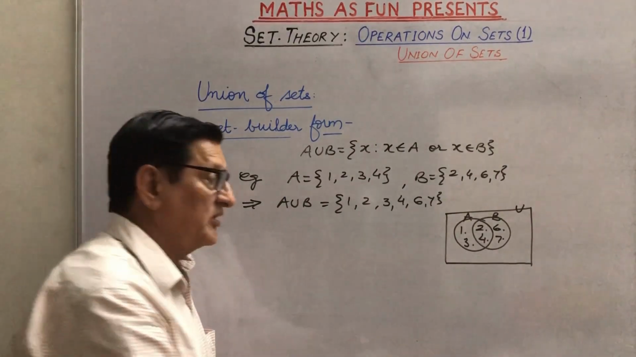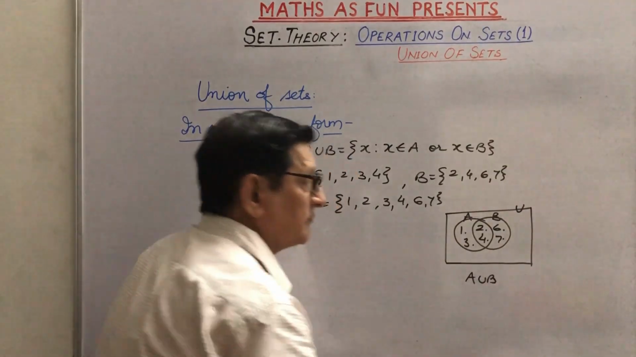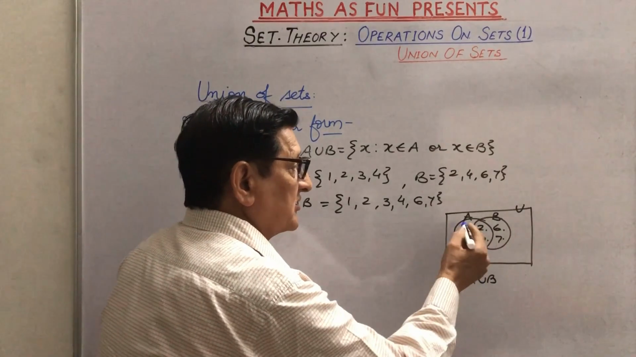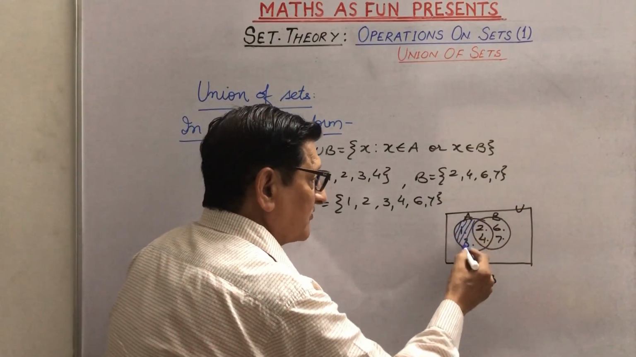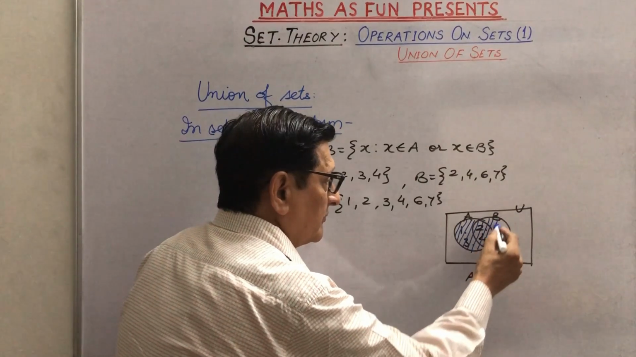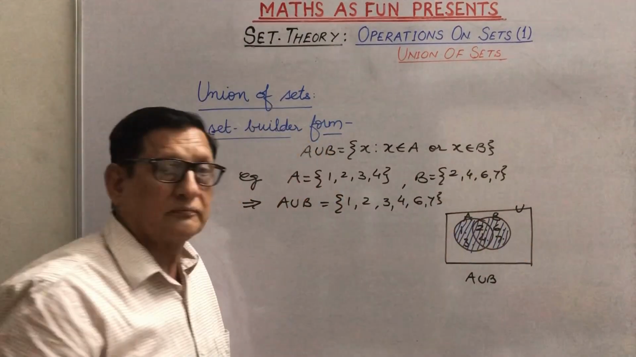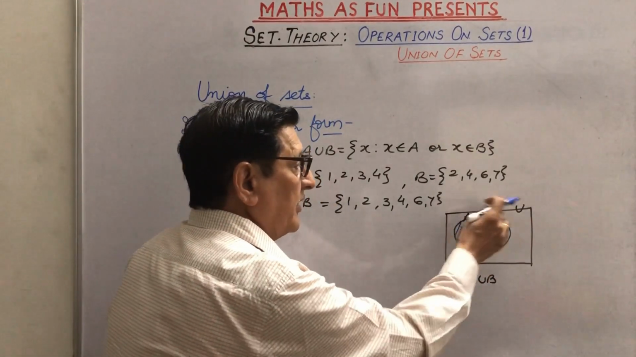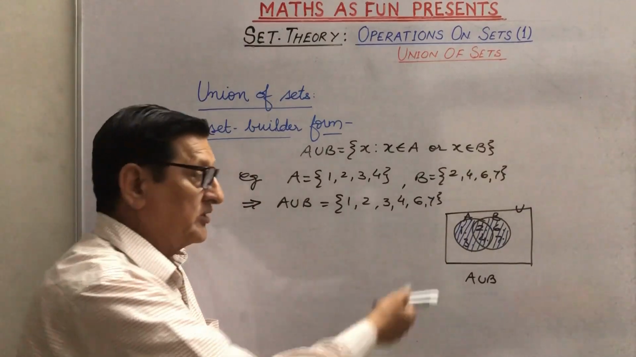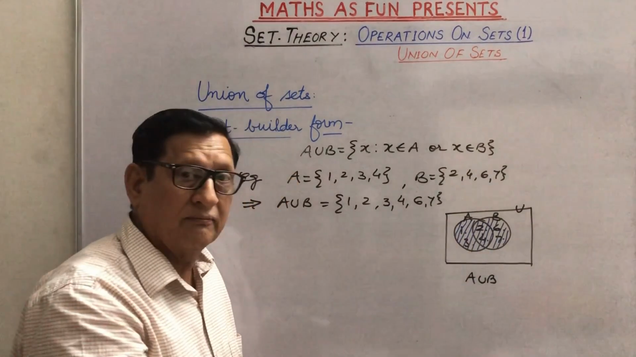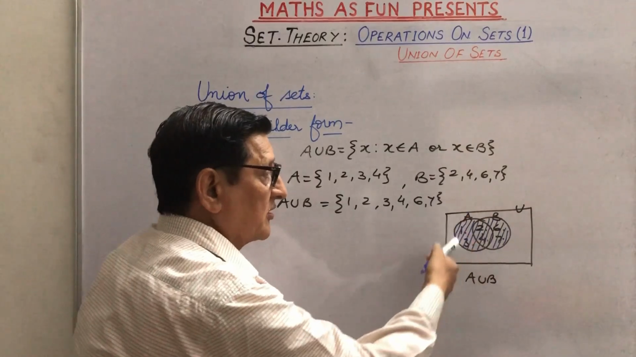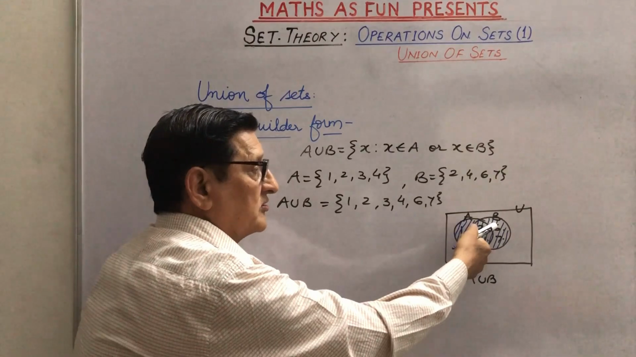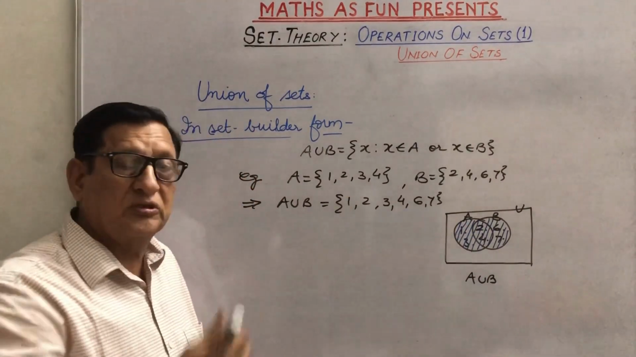Now we want to represent A union B. That will be by shading both the sets A and B. This is like this. We will be shading it here. It means the complete region of set A and set B has been shaded. This is representing A union B. The elements in this portion are coming. In this region they are 1, 2, 3, 4, 6, 7, which are here in A union B.